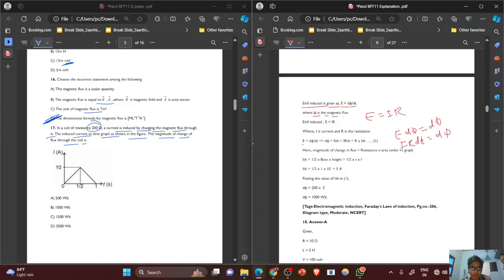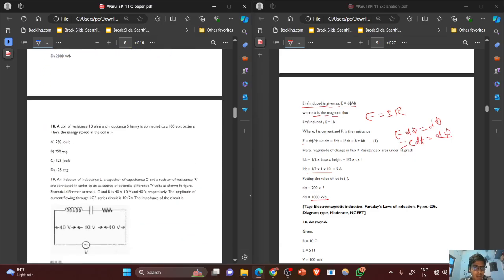So by using this, the area under the I-t curve gives your change in flux. Just calculate the area under this, area under I dt equals d phi. This is your main equation. So the area under the I-t graph gives you the change in flux. Just calculate the area, which is a triangle. Calculating the area gives you 1000 Weber. So the correct option will be option B, that is 1000 Weber is the correct answer. Now moving ahead.